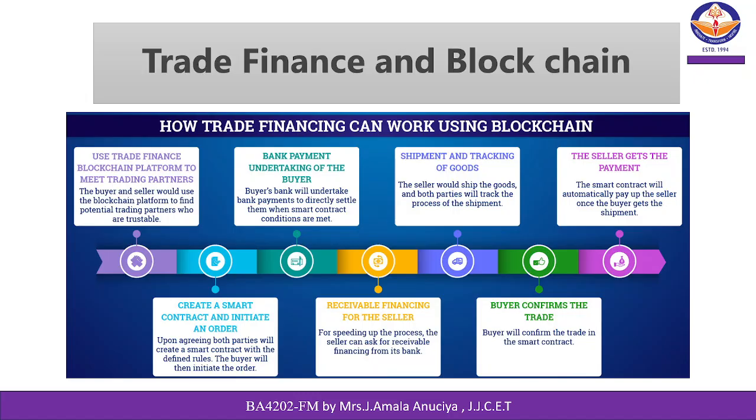Sellers can request finance from their bank. Now, the seller ships the goods. Both parties also track the package. The buyer confirms the trade, which means that the conditions on the smart contract are met. Finally, the seller receives the payment. Got it. The process is simple. Most things are automated to maintain transparency and trust.